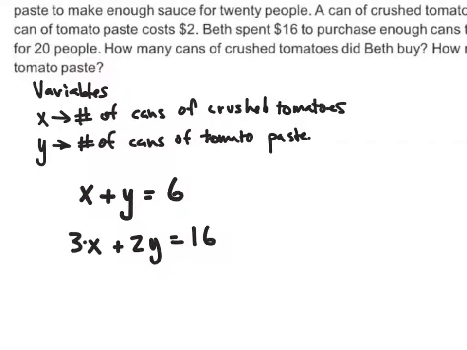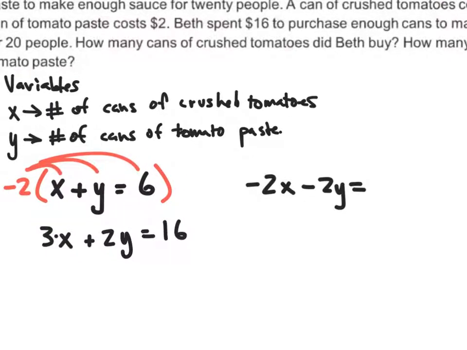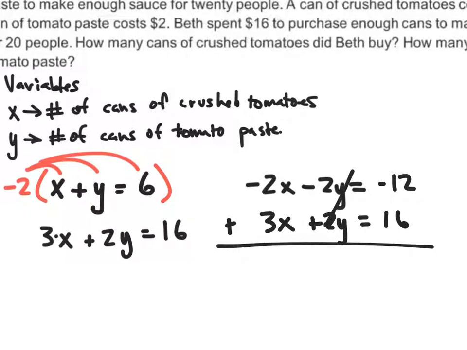I could either do x or y, it doesn't matter, but I'm going to multiply this top equation by -2, okay? And I'm going to distribute that -2 into each of those terms, so that's going to give me -2x minus 2y is equal to -12, okay? And then I've got 3x plus 2y is equal to 16. So when I add these together, I'm going to eliminate my y term, all right?